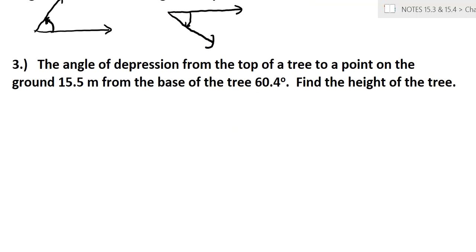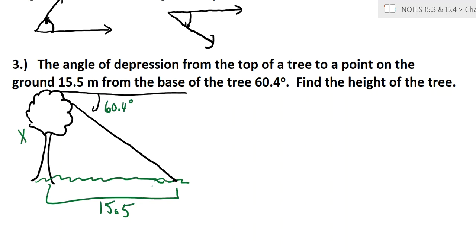So number 3 says the angle of depression from the top of a tree to the point on the ground, 15.5 meters from the base of the tree, is 60.4 degrees. Find the height of the tree. So what I want you to do is pause the video and draw a diagram of what you think this should look like.